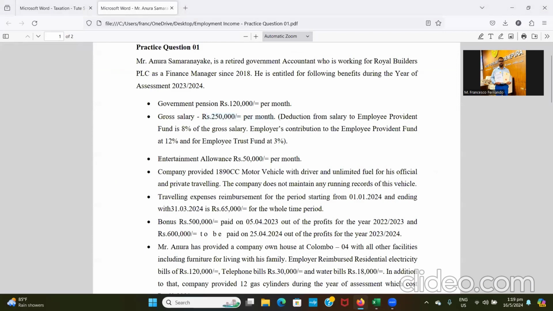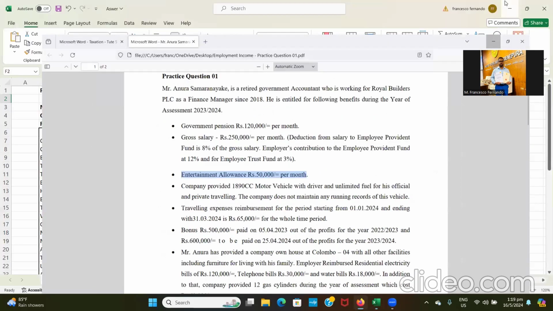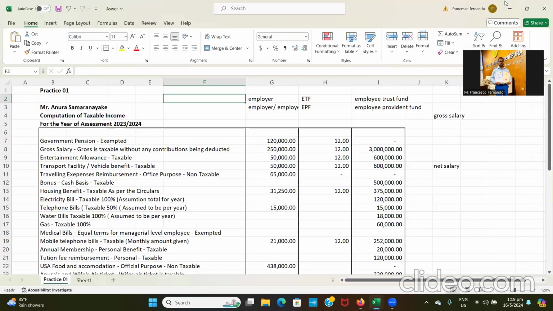Now here, entertainment allowance, 50,000 per month. So we have an entertainment allowance, which is 50,000 per month. Entertainment is coming as a part of employment income. So as per the Inland Revenue rules, you must tax it.